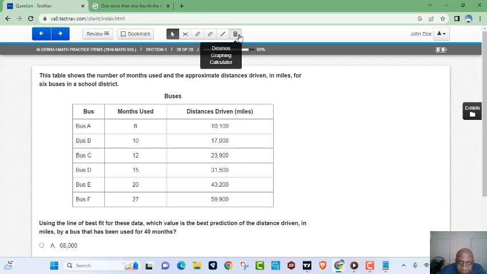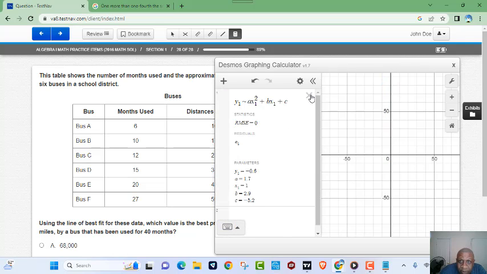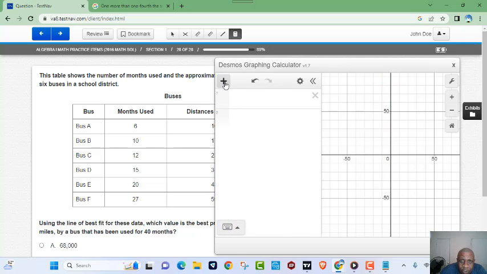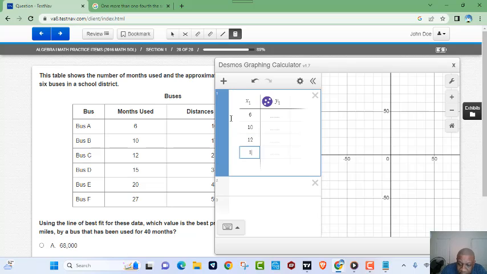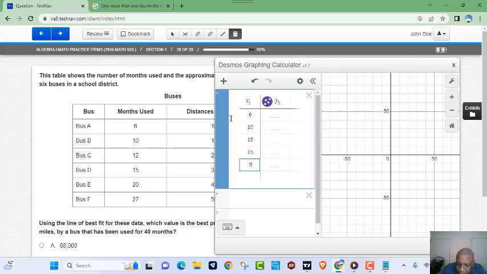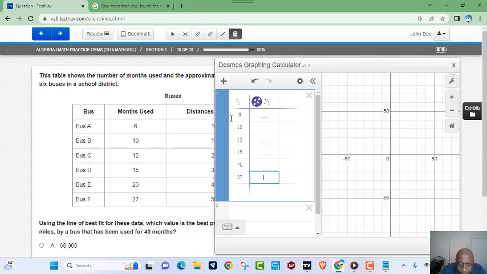Okay, so let's pull up our calculator again, clear out our previous data. We're going to create a new table, add an item, add a table. So we have 6, 10, 12, 15, 20, 27. Those are our X values.